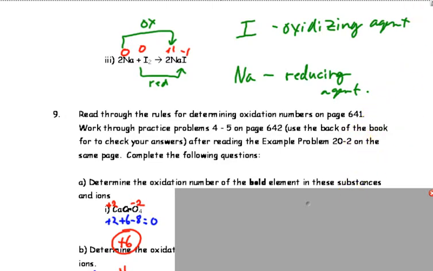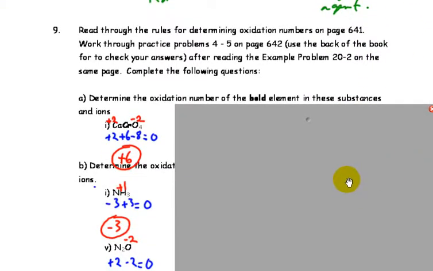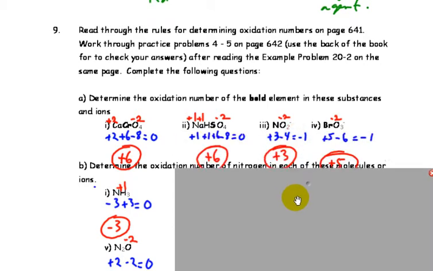Welcome back, Chemistry 30. Hopefully you had time to go through the redox questions. So we'll take a look at the first few here. Sulfur is +6, nitrogen is +3, and bromine is +5.